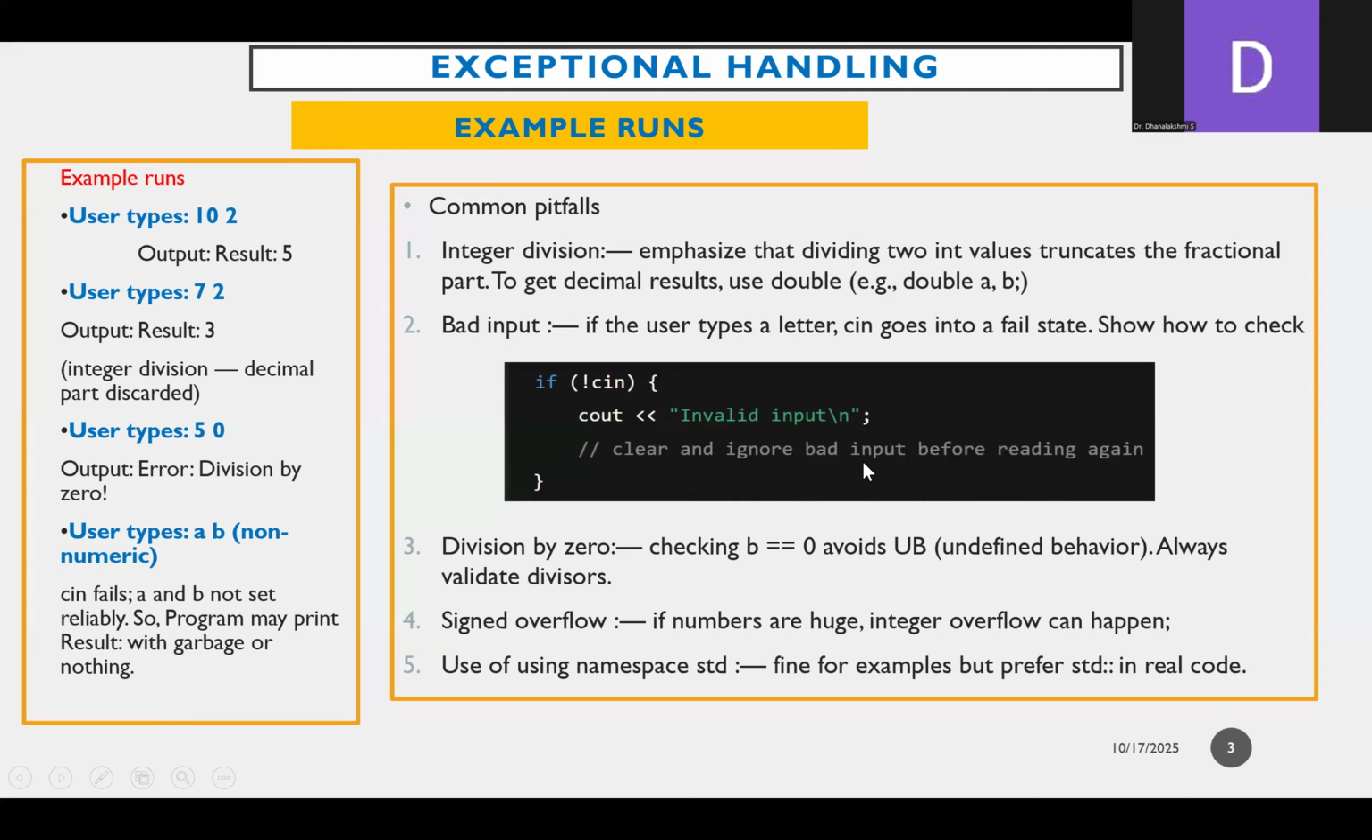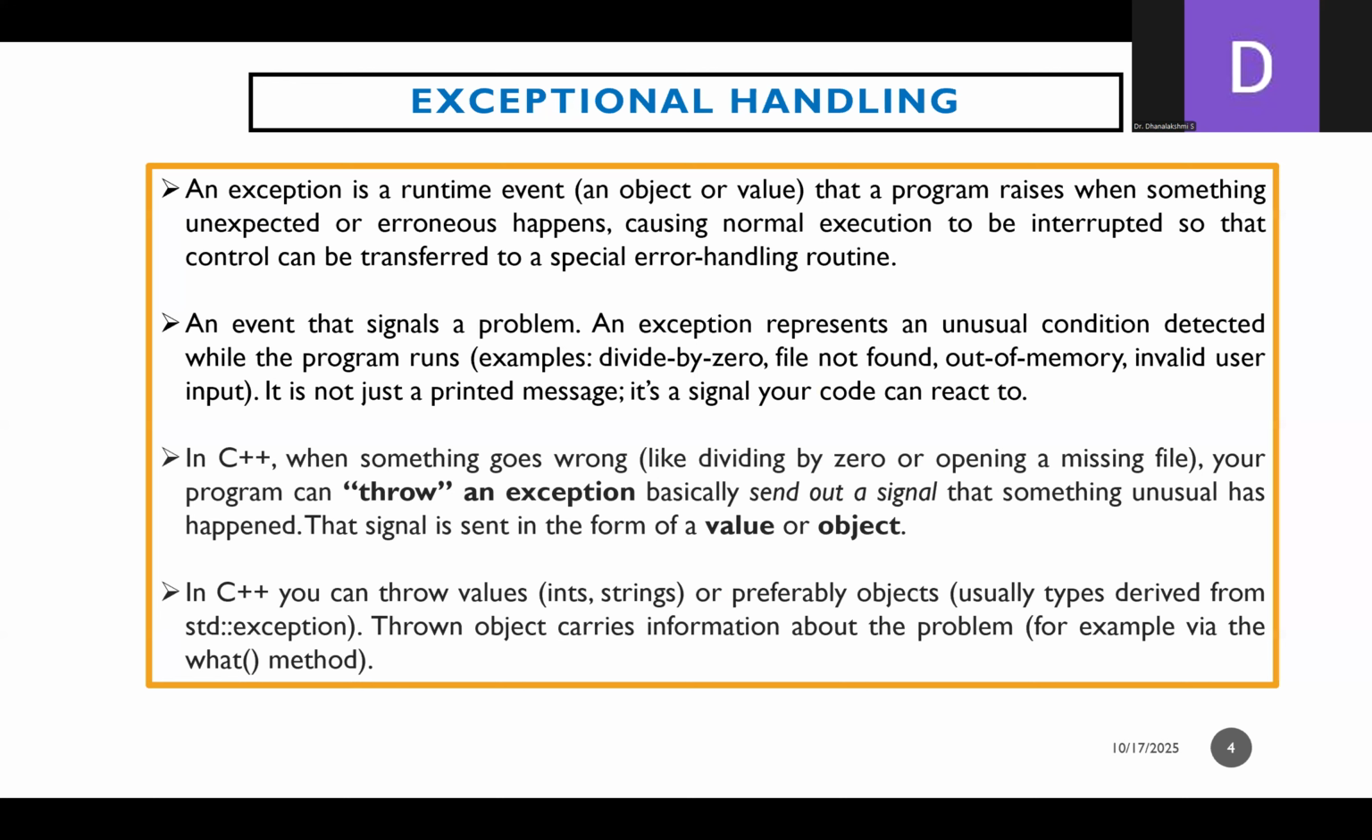So that's why there is a big need for the keyword exception. An exception is a runtime event, like an object or a value which is raised by a program when it encounters an unexpected or erroneous situation, causing normal execution to be interrupted so that the control can be transferred to a special error handling routine. An exception is an event that signals a problem.